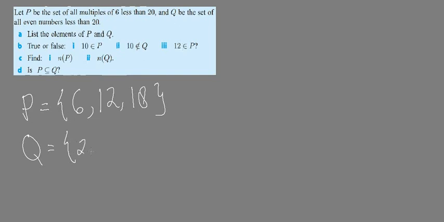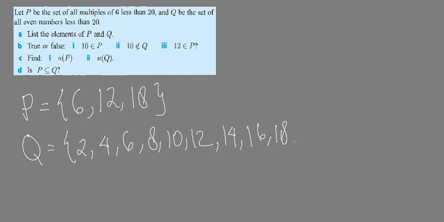We start with 2, even numbers, right? 4, 6, 8, 10, and then 12, 14, 16, 18. Should we add 20? Remember, it is less than 20, so 20 is not a member. Okay, so we have P, we have Q. A, list the elements of P and Q. Oh, we did it. Done. This is for the A.